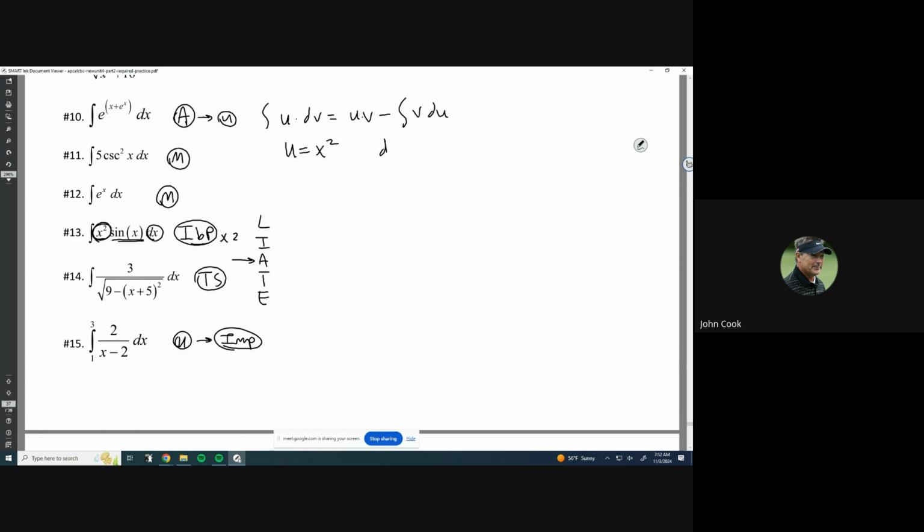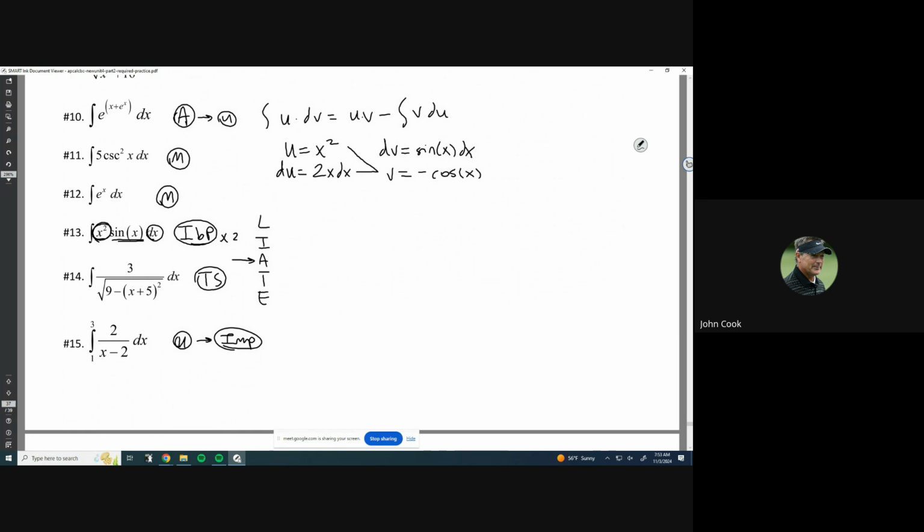That means that dv is going to be the rest of the stuff, so sine of x dx. And then I've got to find the rest of my things, so du and also v. So du is going to be 2x dx. And then the antiderivative of just a regular old sine is negative cosine. Okay, and then I make a little nose, u times v, v du.